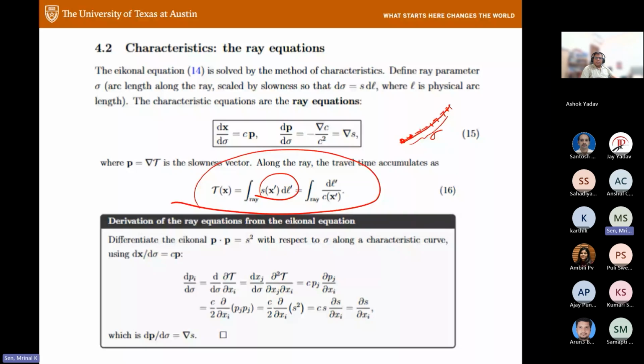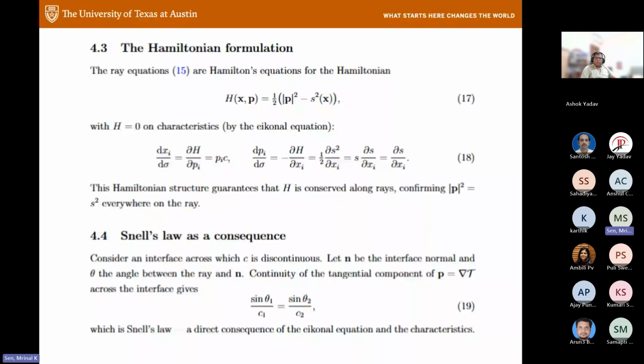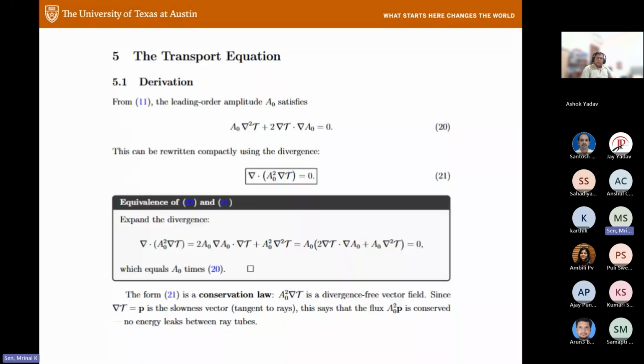So, and then we also have Hamiltonian formulation. These are equivalent, and from there you can get Snell's law as a consequence, which I'm not going to go into details of. Now, there's another important equation that comes out from this derivation. If we look at the leading order amplitudes, this gives you an equation for amplitude that looks like this.